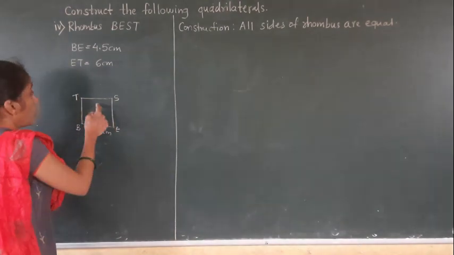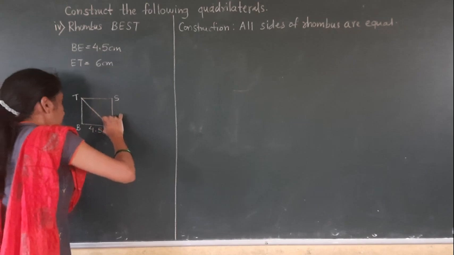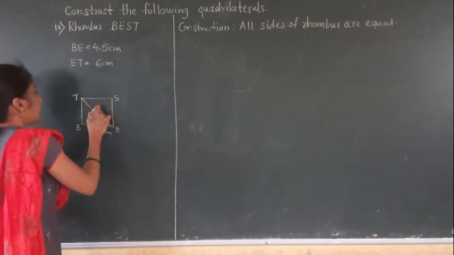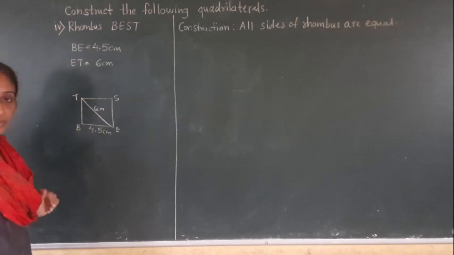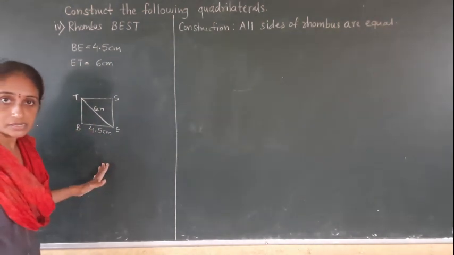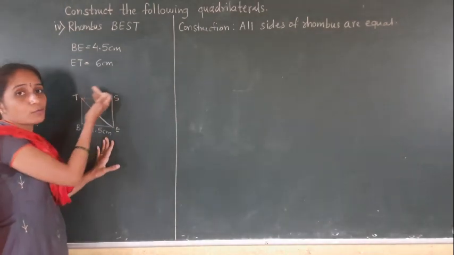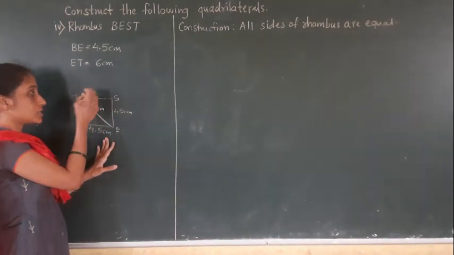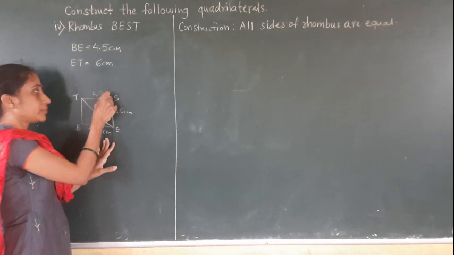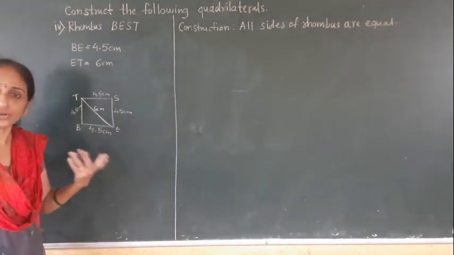And what is given? ET means this is given. How much is it given? 6 cm. ET is 6 cm. Now we can construct the rhombus. This is 4.5, and all sides of a rhombus are equal, so this is also 4.5 cm. ST is also 4.5 cm, and BT is also 4.5 cm. Now we can simply construct this rhombus.